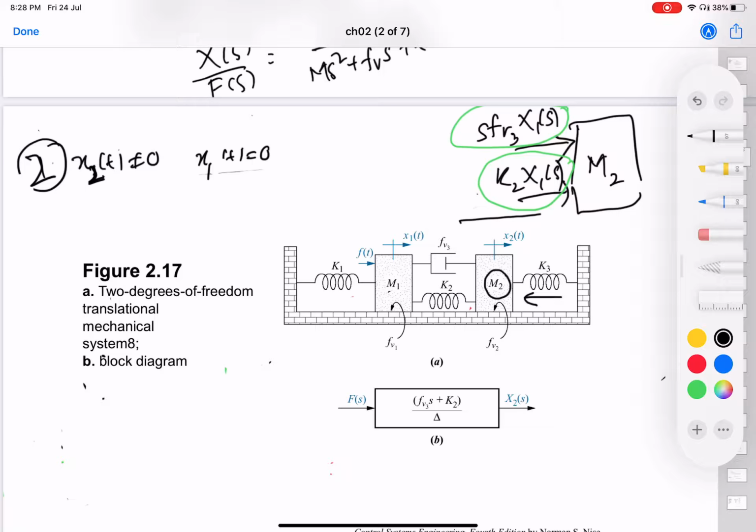So if M2 moves in the positive direction, this is going to be compressed and it is going to retard it. This is going to be extended and it is going to try to stop it from moving. So is this inertia, this friction here, this is also going to stop it from moving. And this mass, its own mass, M2. So these are the 5 forces, 1, 2, 3, 4, 5, that are going to act in the opposite direction, right?